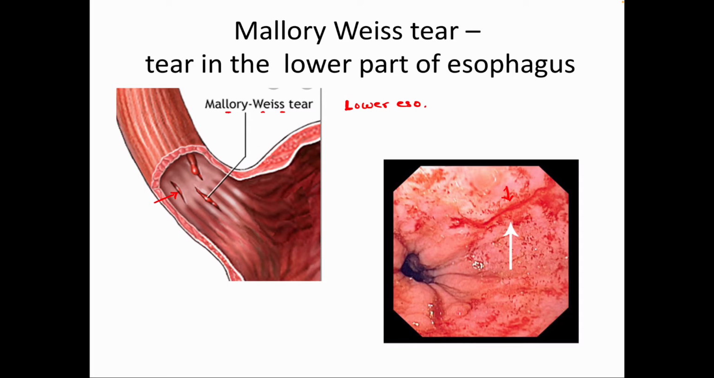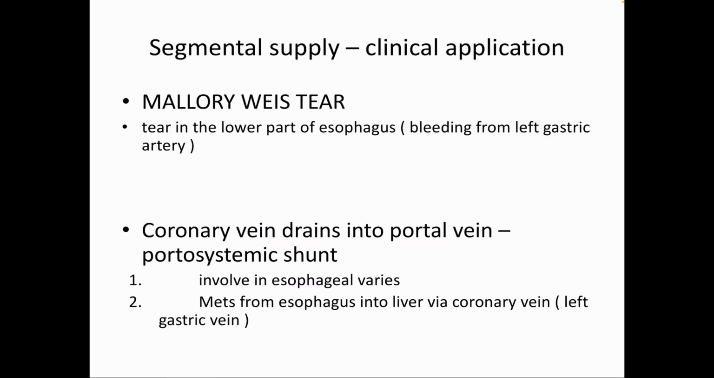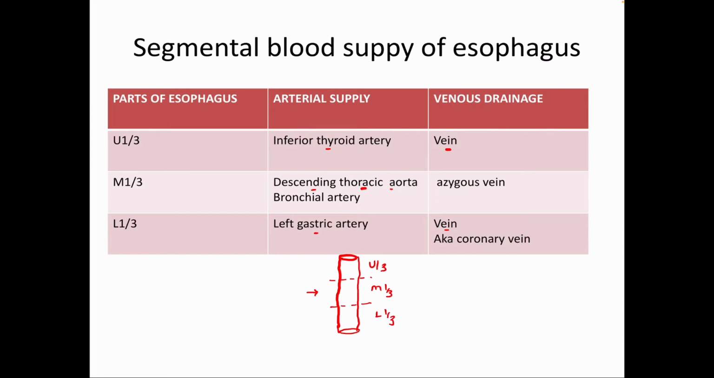Okay. So because the tear is happening in the lower part of the esophagus, the bleeding will involve which artery? Bleeding will involve which artery? Answer will be left gastric artery. Bleeding will be from the left gastric artery because Mallory-Weiss tear involves the lower one third of the esophagus.